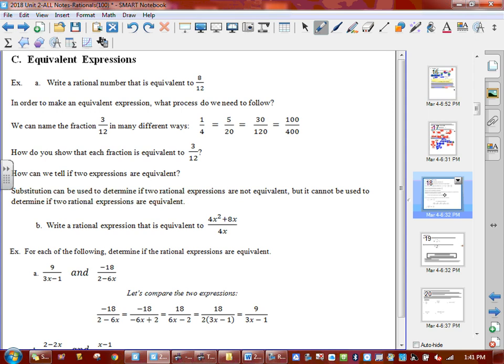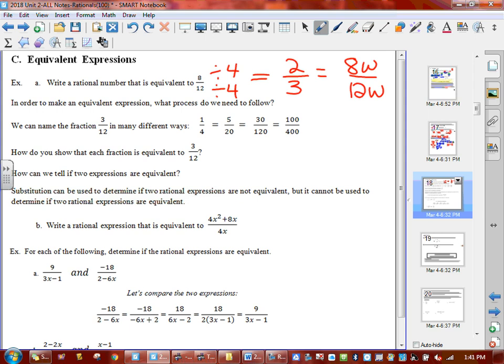So if I wanted to create an equivalent expression to 8 over 12, I could do one of 2 things. I could multiply both expressions by a number or a variable, or I could divide them both by something. I could simplify them lower. So both of those I know divide by 4. So I could divide both of them by 4 and create a smaller one and get 2 over 3. I could also multiply top and bottom both by the letter w. And then we could get 8w over 12w. As long as I do it to the top and the bottom, it's an equivalent expression. Okay.